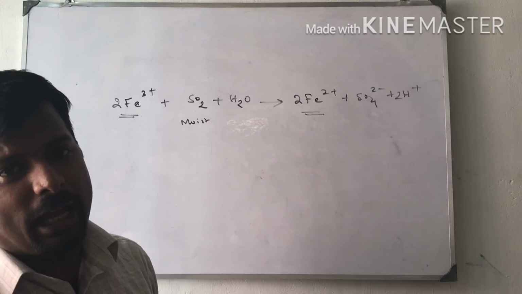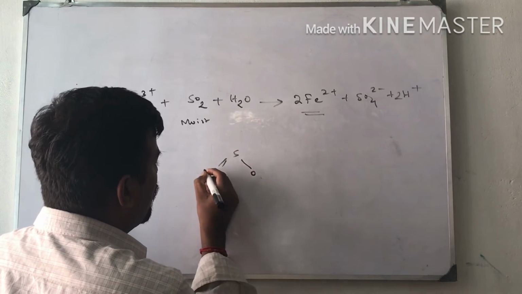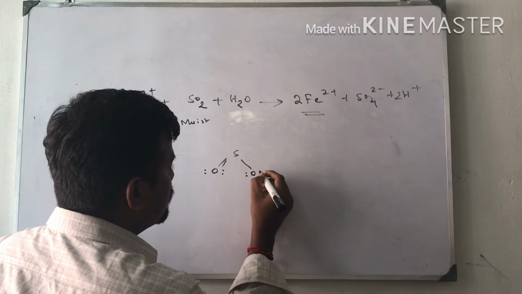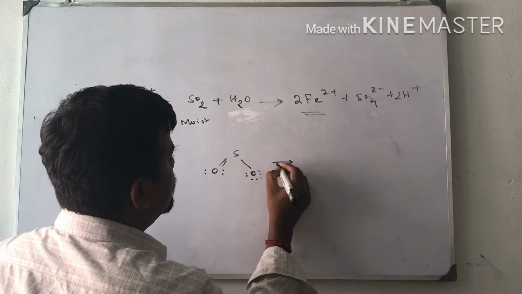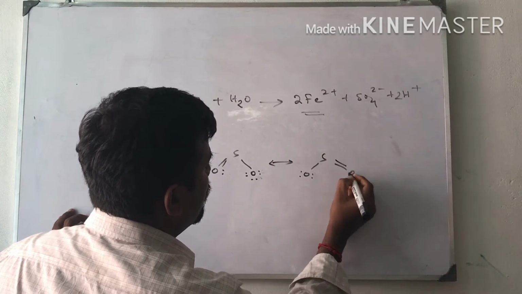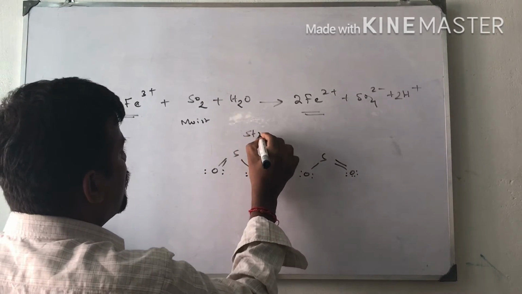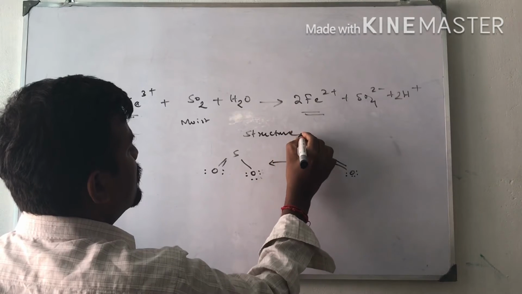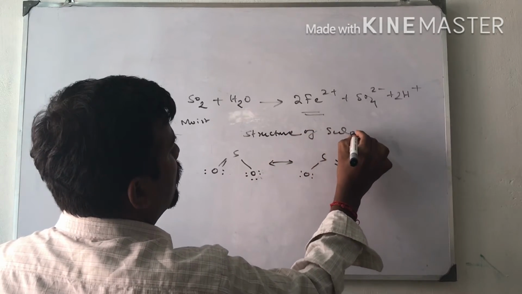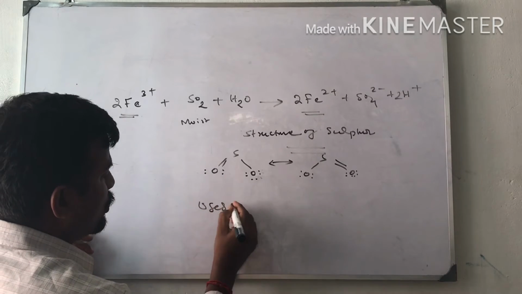Sulfur dioxide is angular in shape. It has a double bond to one O and a single bond to the other O. This is the structure of sulfur dioxide. Okay, now we are going to start the uses of sulfur dioxide.